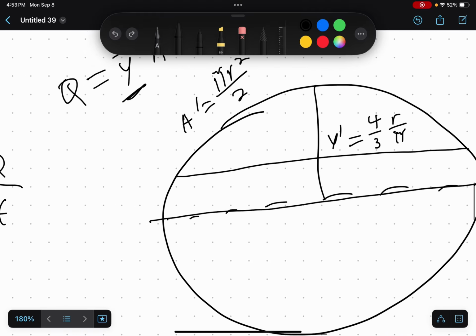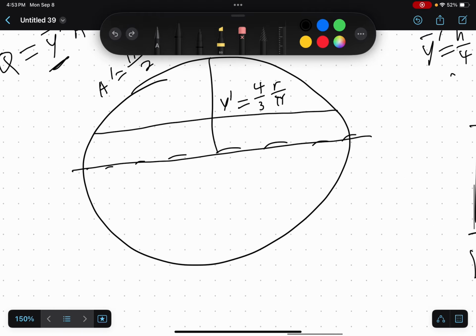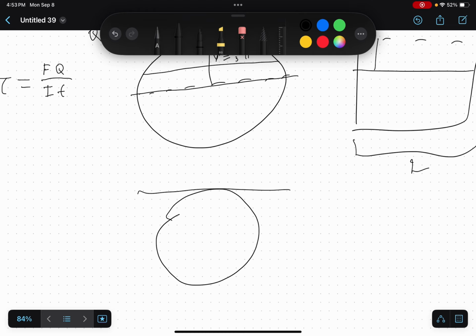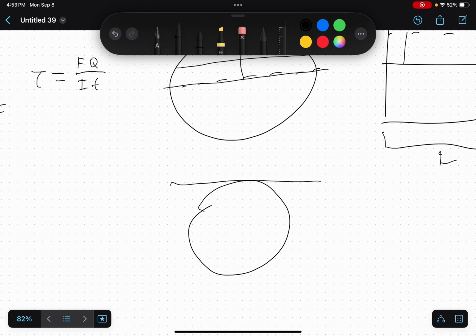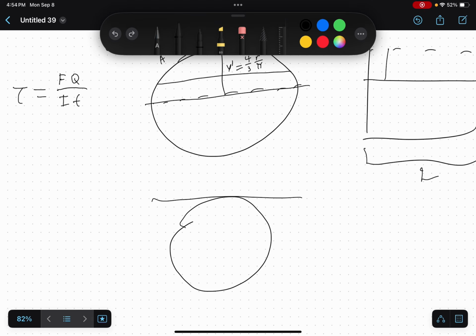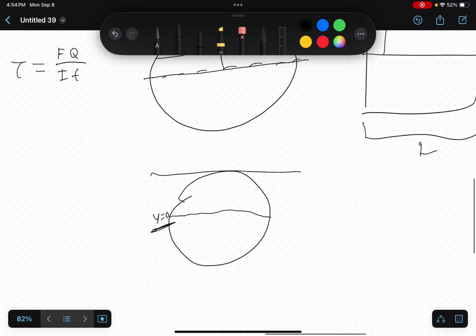So let's do an example of that. If we're evaluating it right on the top surface, we get to pick either the top or bottom half. There's nothing on the top half, so we can only pick the bottom half. So where would y prime be? Y prime would be right at y equals 0, right at the neutral axis. So that's where we get the 0 value from.